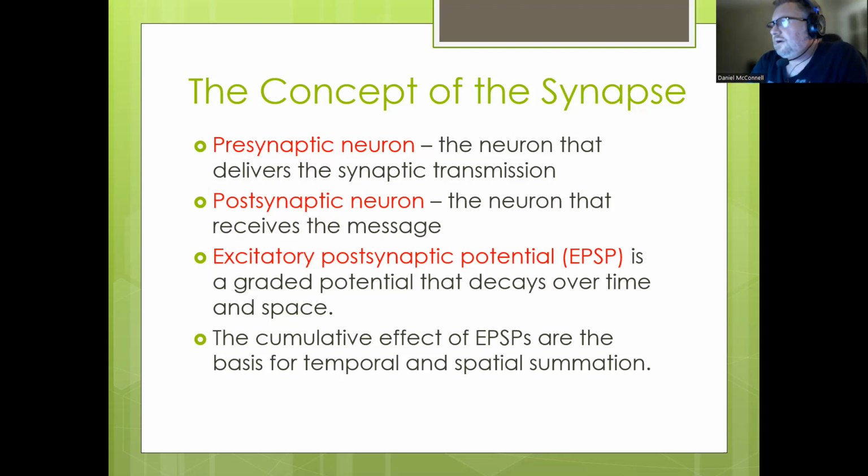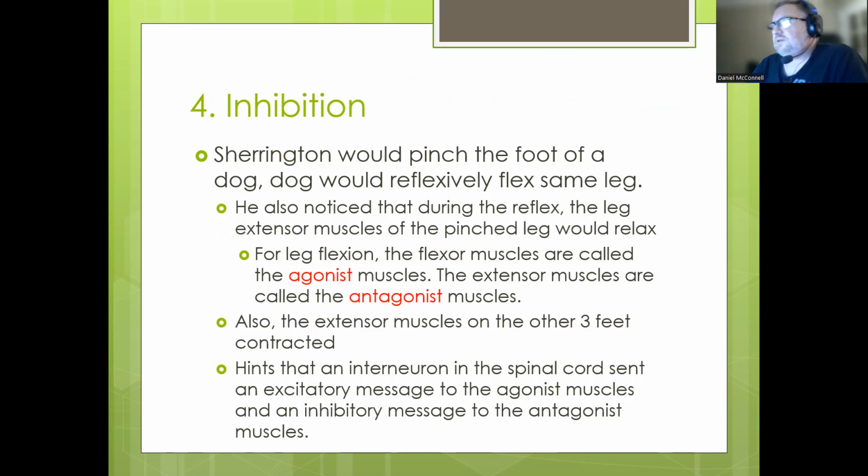Actually, I have more detail here before I get to the IPSP experiment that Sherrington had done. So again, some of the language of this is that we can talk about presynaptic neurons and postsynaptic neurons. So this is some basic vocabulary here. And so the excitatory postsynaptic potential, or the EPSP, is that graded potential that decays over time or space. But if we add enough of those together, we get the actual response. And let's talk about the inhibitory effect that Sherrington found.